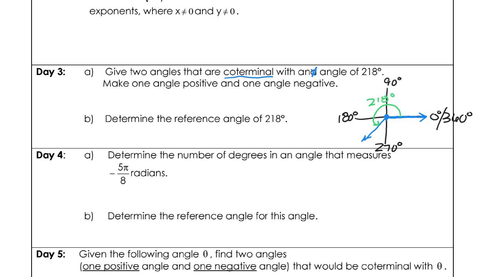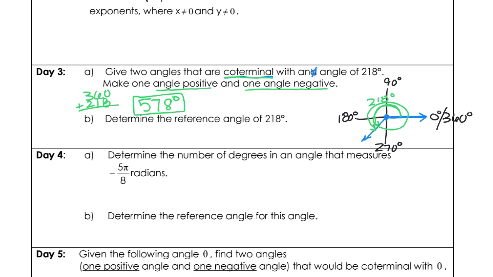They want a coterminal angle, and they want one positive and one negative. So let's get the positive out of the way. So instead of going and stopping at 218, what if we went 360 and then 218? Okay, so we did 360 degrees and 218 degrees. We would be stopping in the same spot. We just made it around one full time and then stopped. So that would be 578 degrees. And that would be our positive coterminal angle.